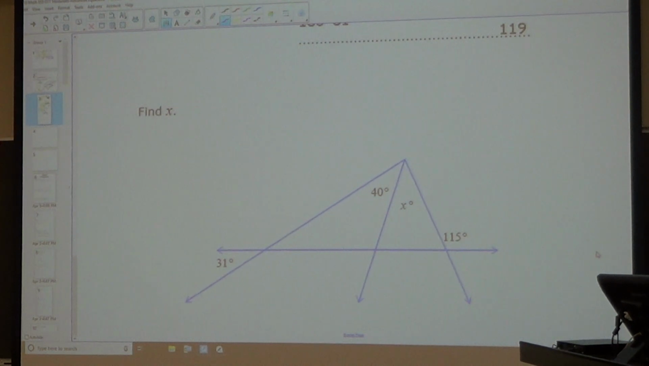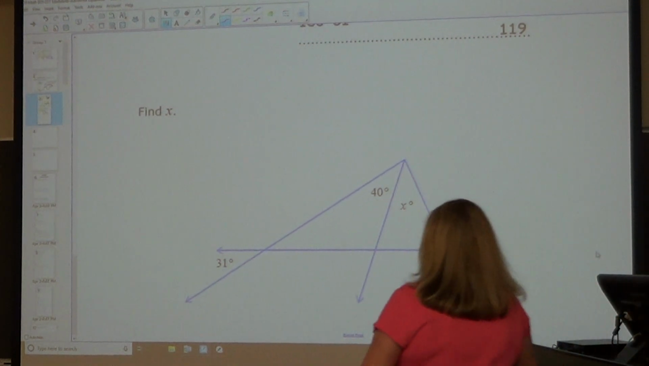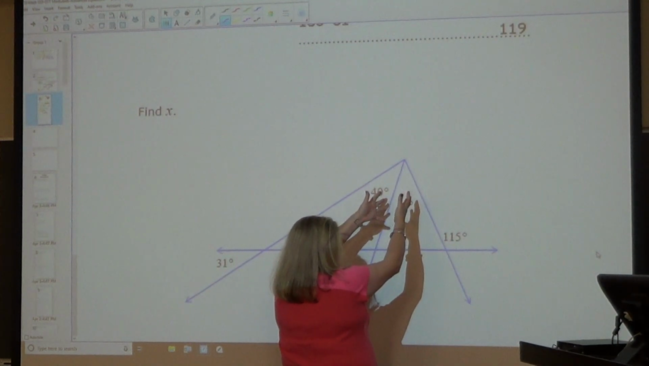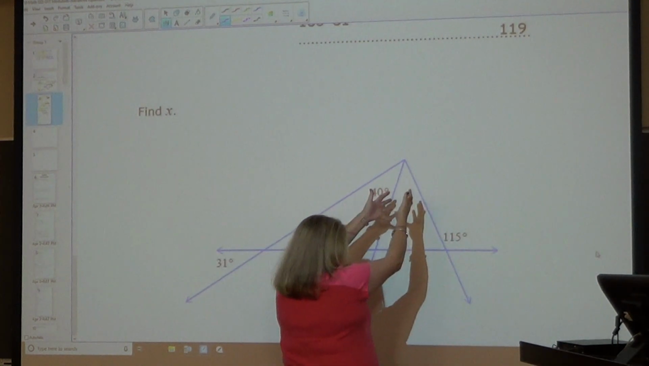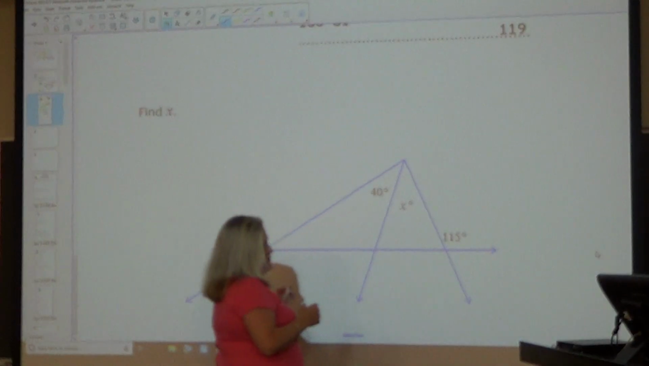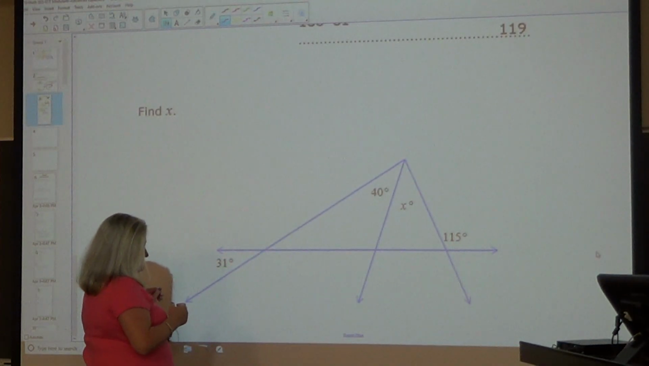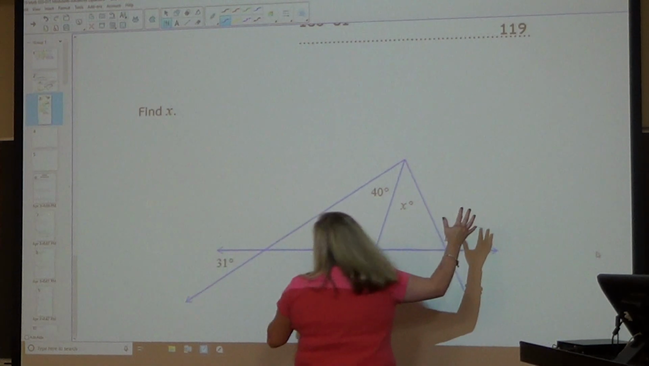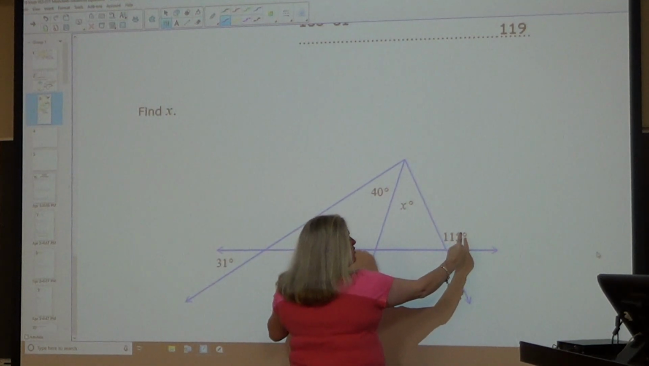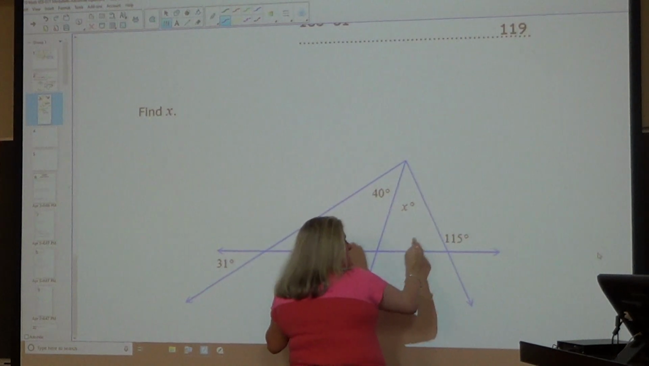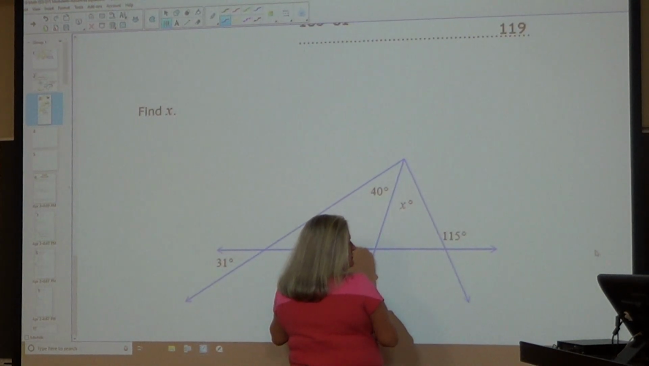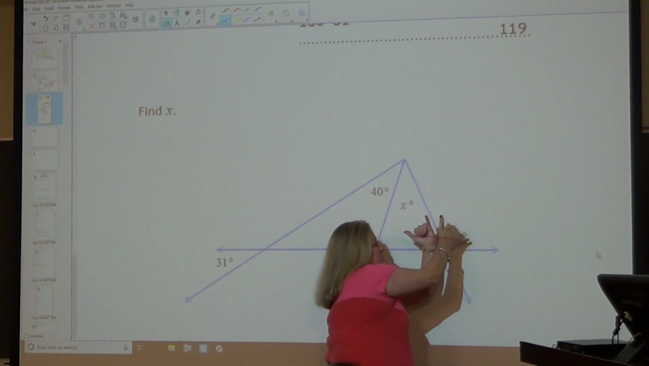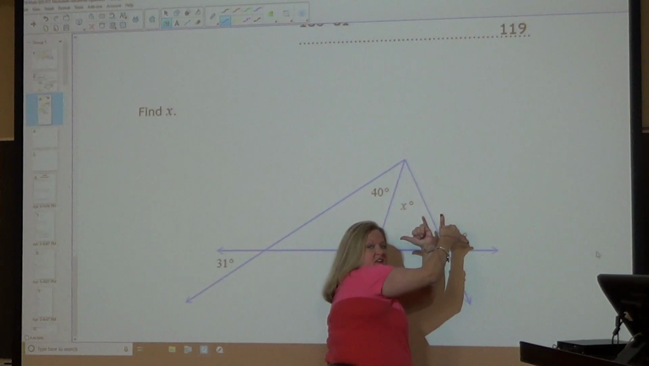X is in the middle of the problem. We're going to have to work it from this way and then work it from this way. Work towards X. Which way do you want to go first, left or right? Right? Okay. So, it does not matter. We need to jump inside the triangle. So how am I going to get this angle and this angle? What do those two angles make?